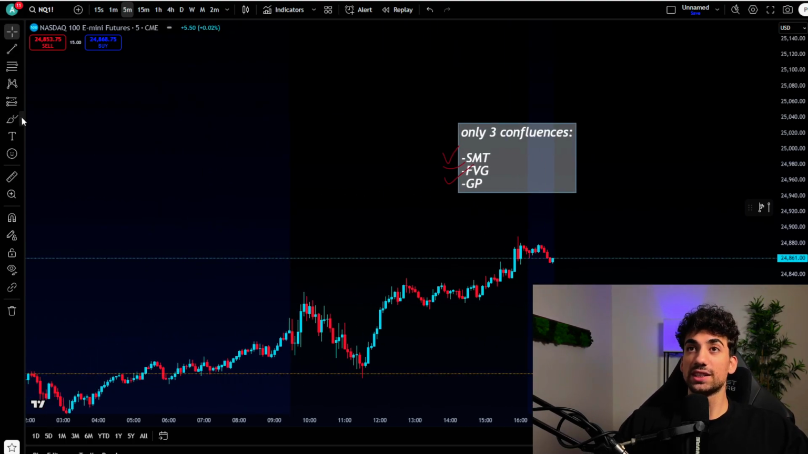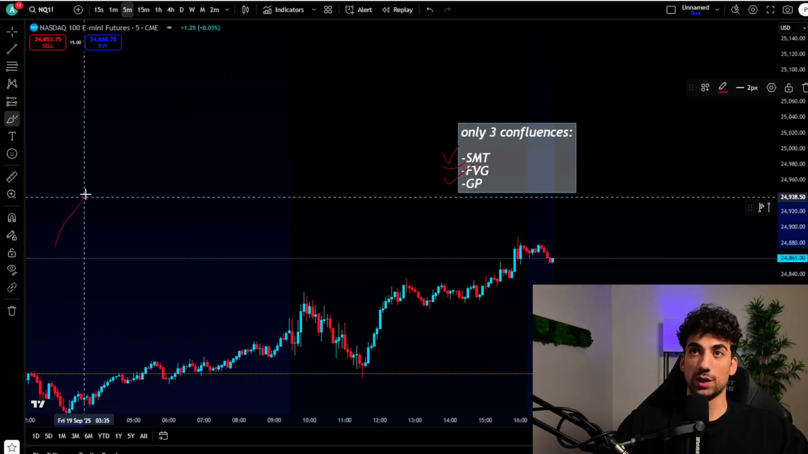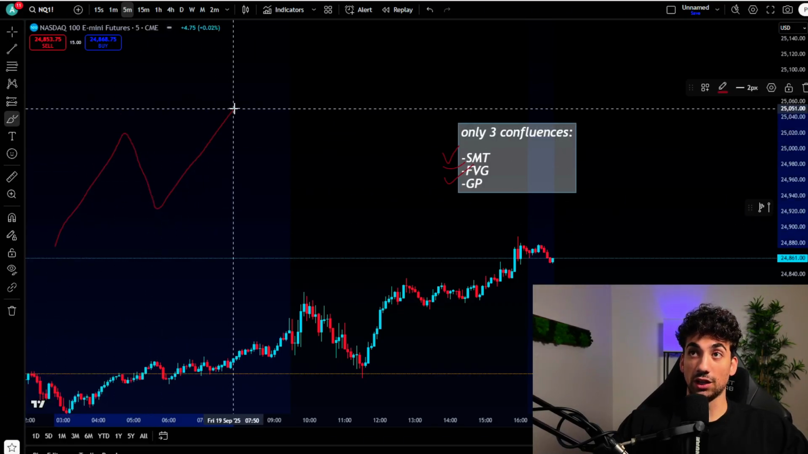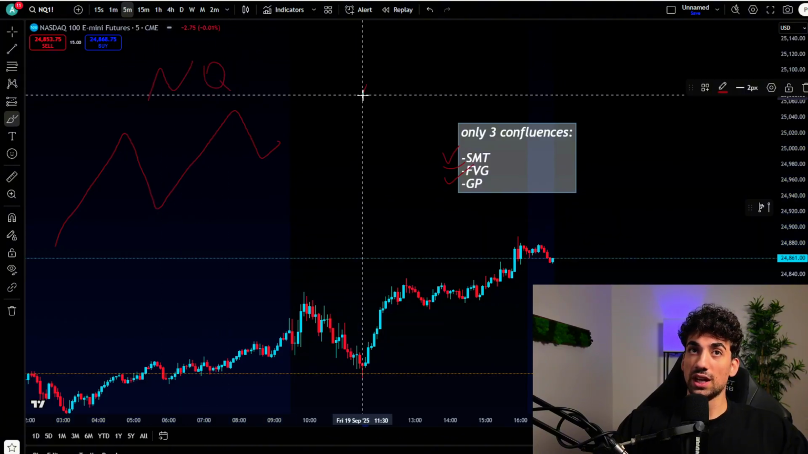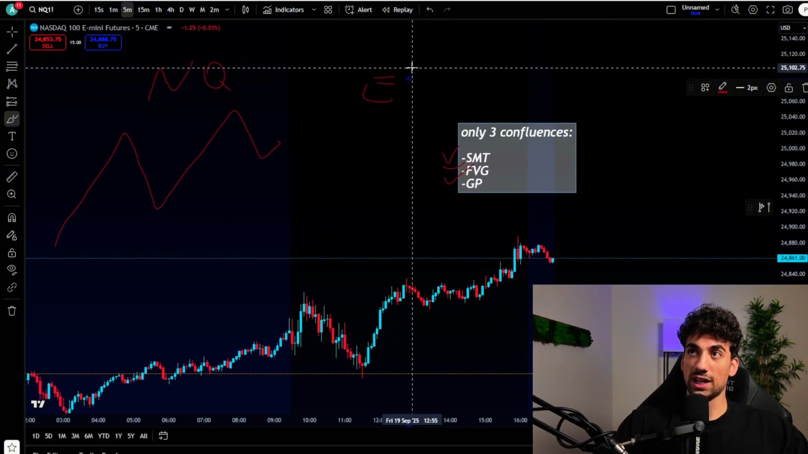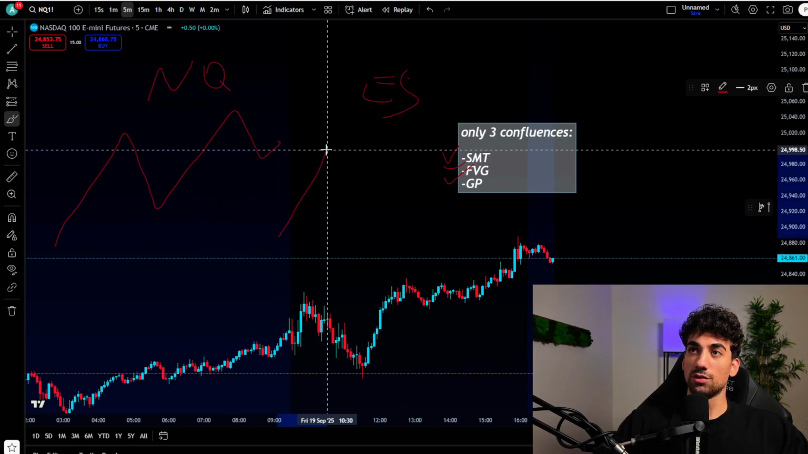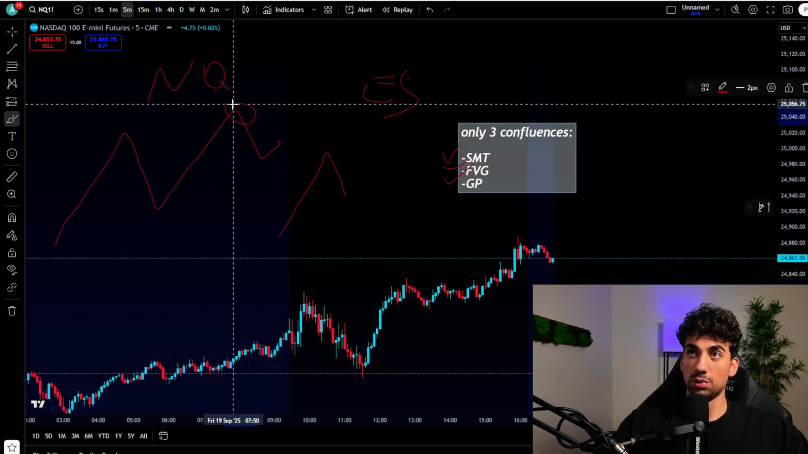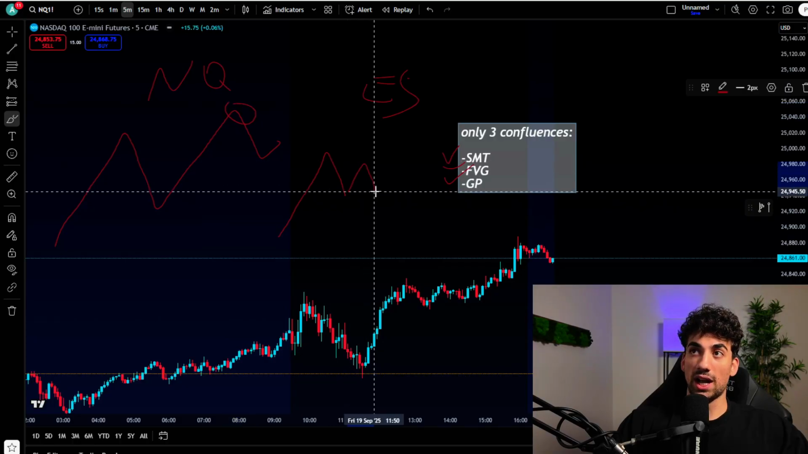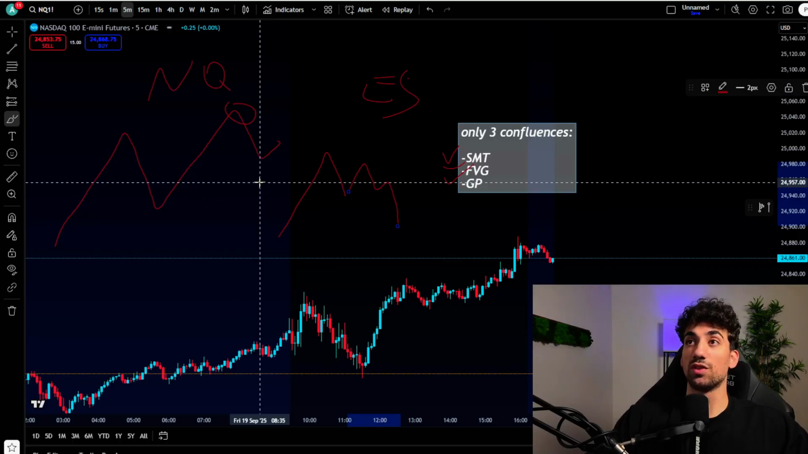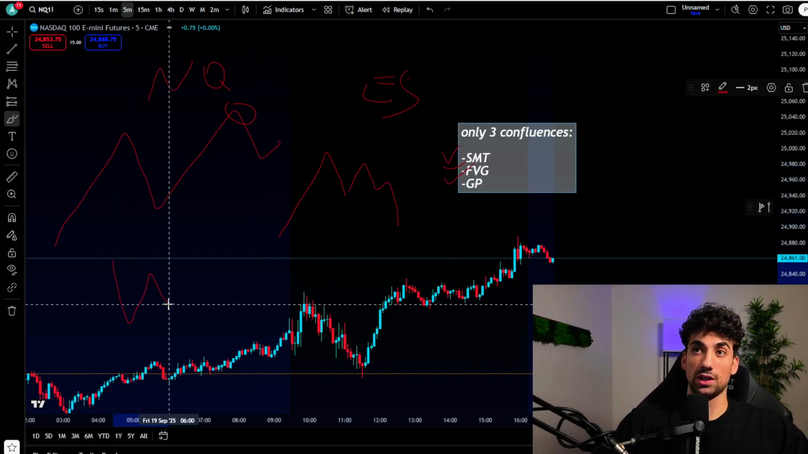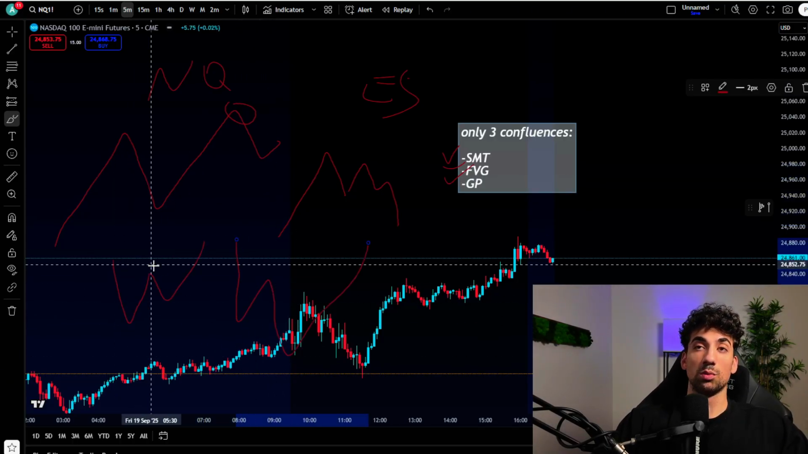An SMT is simply a divergence between 2 assets. In this case, we're going to be trading NQ and ES. So imagine this right here is NQ and this right here is ES. A divergence will be if on this higher high the NQ puts in, ES makes a lower high, giving us a bearish divergence. The opposite would be true if it was in the lows. So if you have lows like this, that will be a bullish divergence.